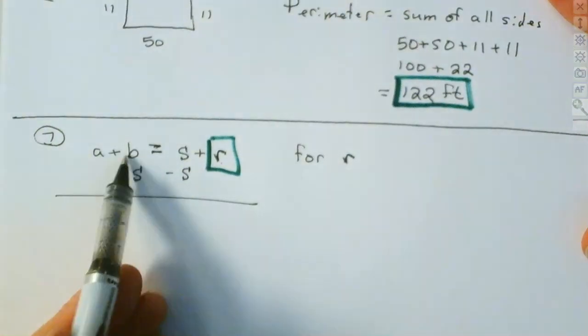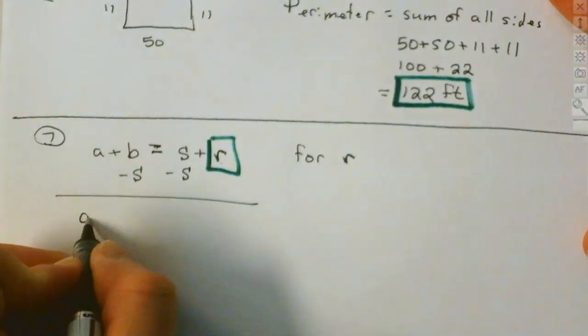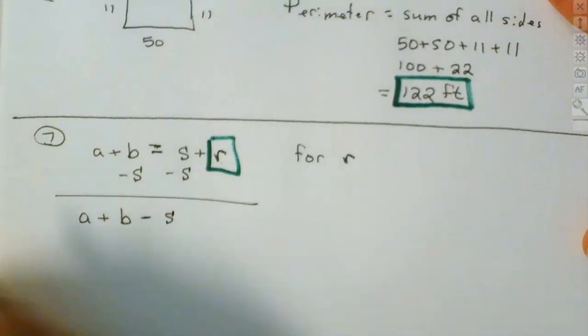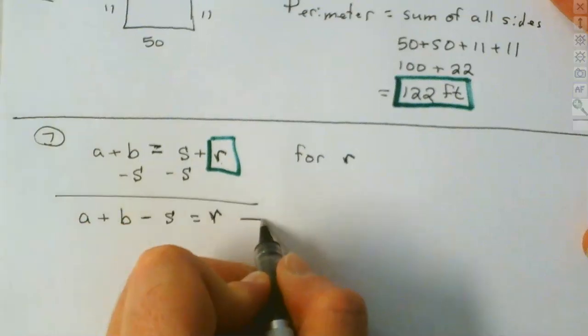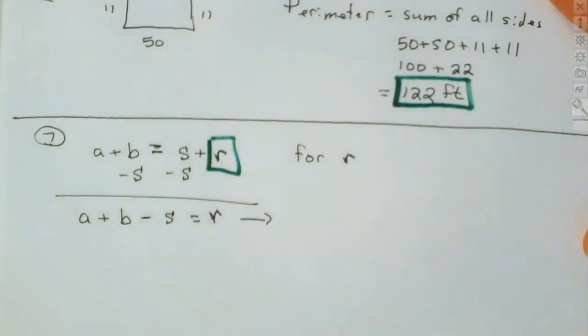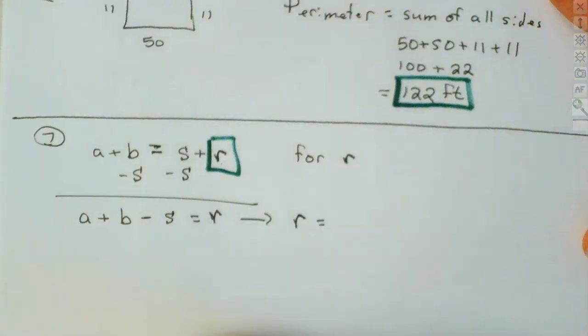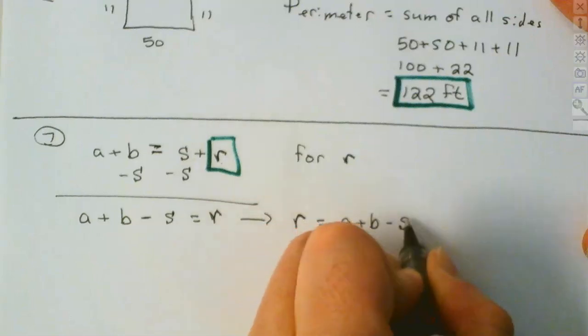Can the S go with the A and the B? No, because they're unlike terms. They're different. So the only thing I can do is write this as A plus B, and then we've got a minus S because it's separate. And what does it equal? R. Now, I always like to write my variable that I'm solving for on the left. So I'm just going to rewrite this, switch it around: R equals A plus B minus S.